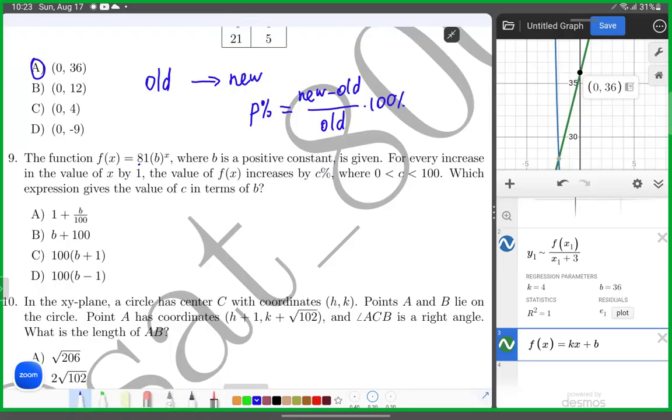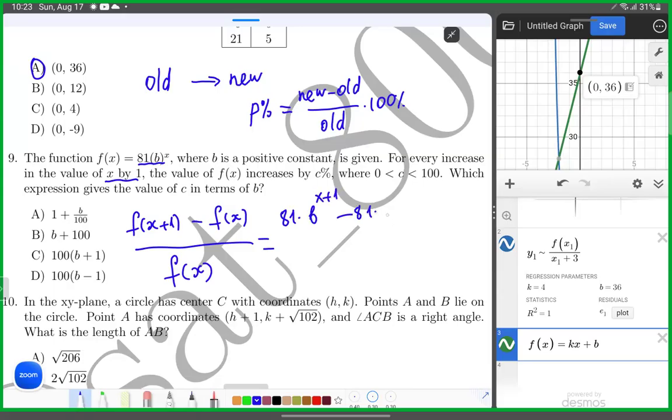Now here as well we can solve this. We can see the original value is here. When x increases by 1, your value will be f of x plus 1. It is the new value, minus f of x, the old value, dividing by f of x and multiplying by 100. I will get 81 times b to the x plus 1 minus 81 times b to the x, dividing by 81 b to the x, times 100. Here also times 100%. It's equal to some percentage increase c.